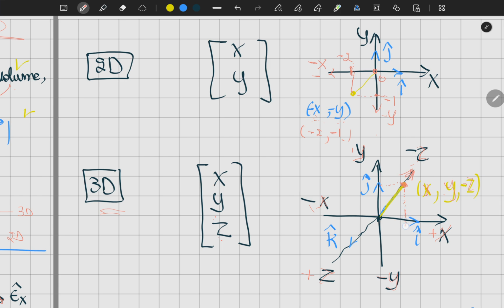So we can have any value here. For example, say we have 3, here we have 2, and at this point we have maybe negative 1. So I'm going to represent y as 3, x as 2, negative 1 as z, just to give you an idea. Okay.